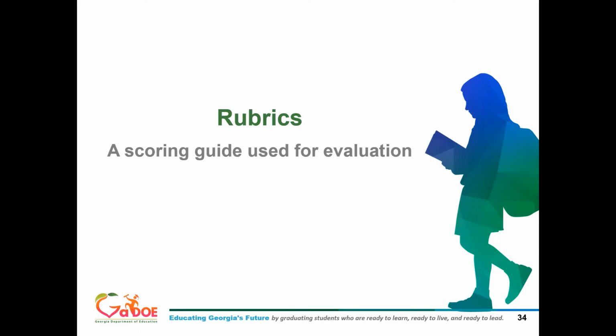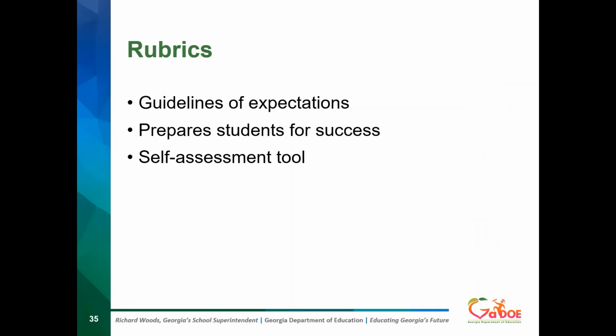Rubrics, a scoring guide used for evaluation. Rubrics are a great way to prepare a student for academic success in your class. A rubric is a guideline of expectations for a particular task or assignment. Rubrics allow students to know ahead of time what is expected of them before they actually complete a task. Therefore, when a student does not master a particular task, the rubric also serves as a great self-assessment tool to help students identify their mistakes and correct them for the future.